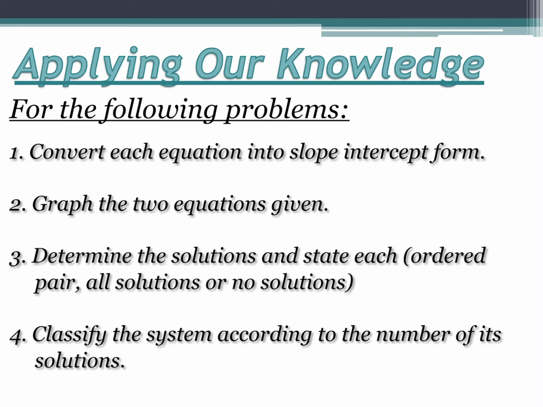So we read the graph, okay, and we either give the ordered pair, we say that it's all solutions, or we say that it is no solutions. And then we're going to classify our system according to the number of solutions. So those 3 terms that we just talked about.